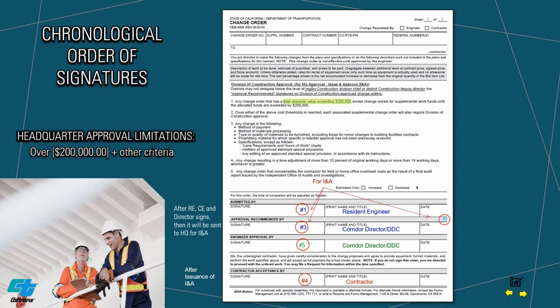Number 1. Resident engineer. The resident engineer must sign and date the submitted by, followed by number 2. Construction engineer initials the change order. Step number 3. Corridor directors or DDC Construction or DDCM-EAM, maintenance, signs under approval recommended by, which is for initial approval. Once number 1, number 2 and number 3 are fulfilled, package will be sent to HQ for approval, or INA.